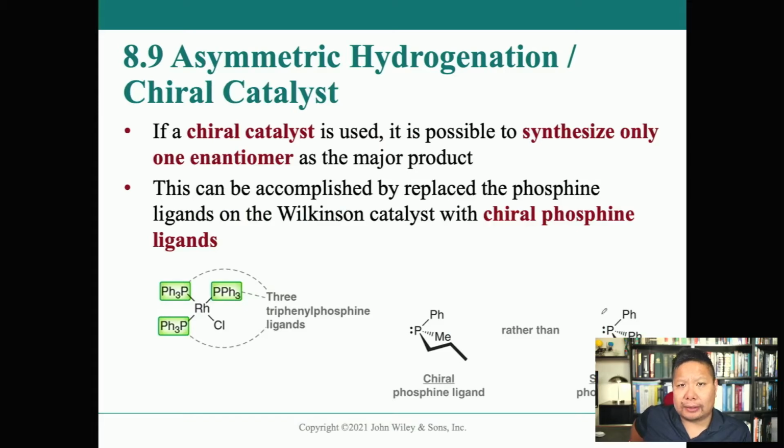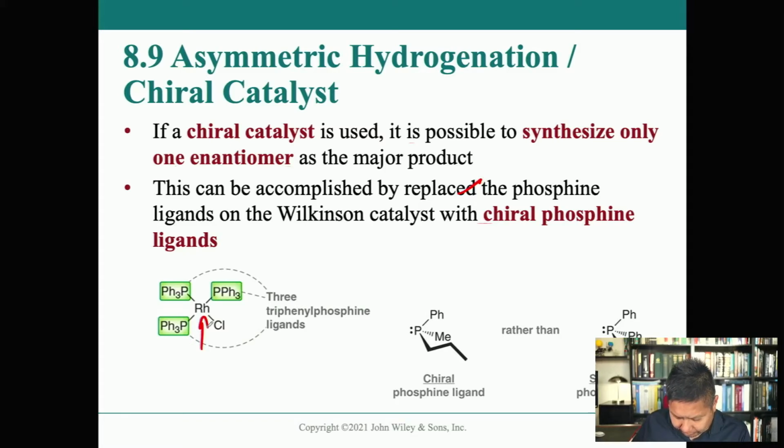So, if a chiral catalyst is used, it is possible to synthesize only 1 enantiomer of a major product. This can be accomplished by replacing the phosphine ligands on the Wilkinson catalyst with a chiral phosphine, right? Oh yeah, and this is the metal, by the way.